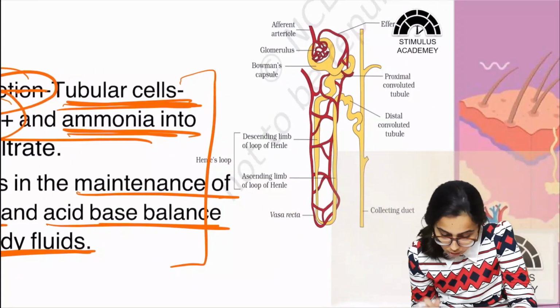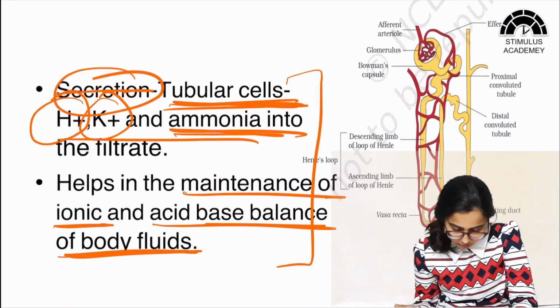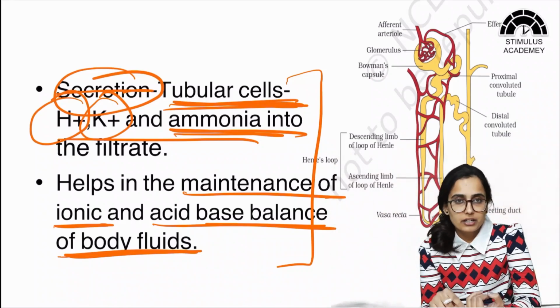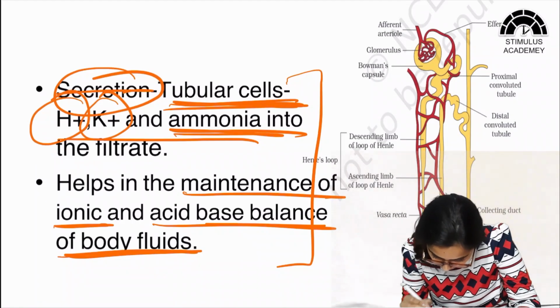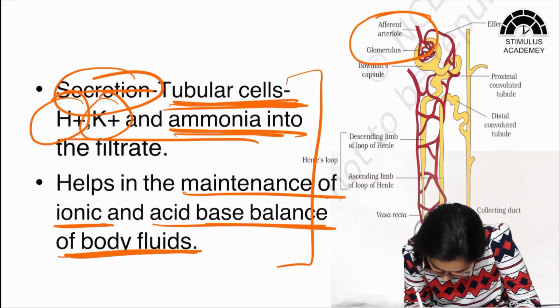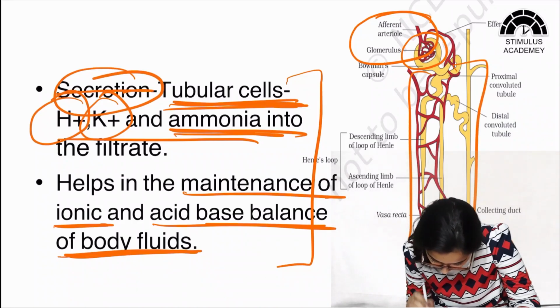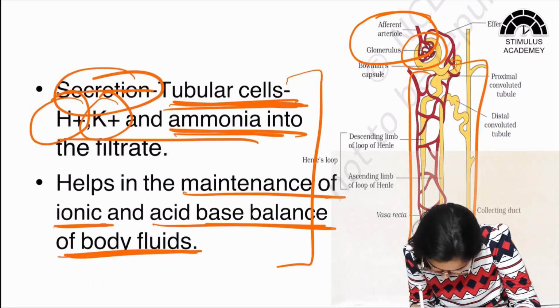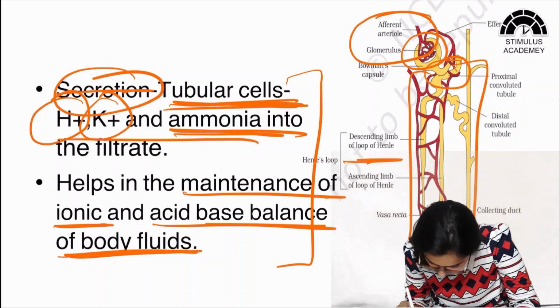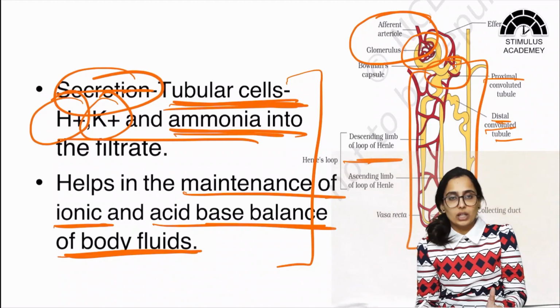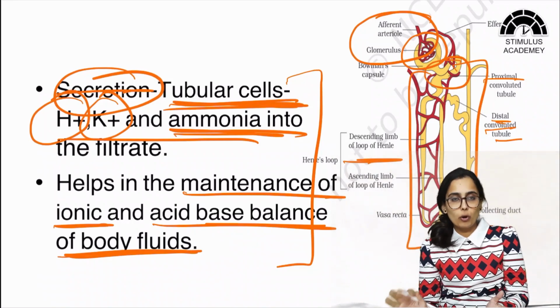So this was all about the mechanism of urine formation, the three steps: ultrafiltration, reabsorption and secretion. Now this is the diagram. Here we can see that ultrafiltration will occur in the Bowman's capsule. The secretion and reabsorption will occur in these parts, that is the PCT, the loop of Henle, and then the DCT. So that was all about the process of urine formation. I hope that you understand the topic, and thank you.